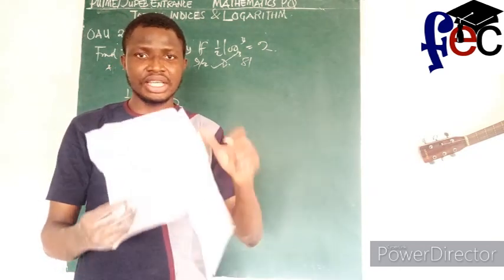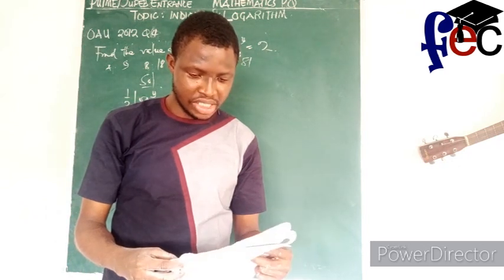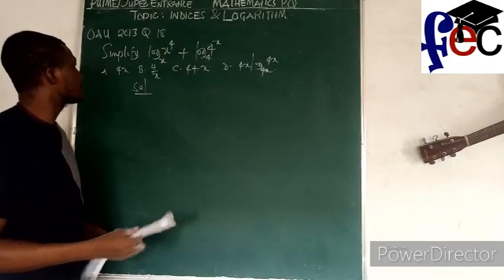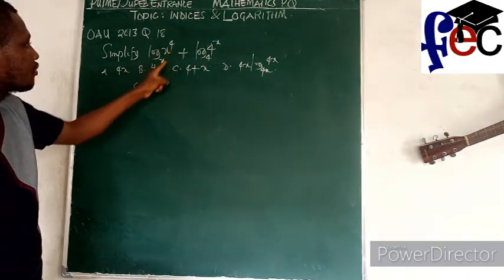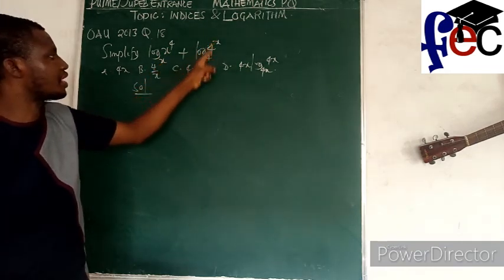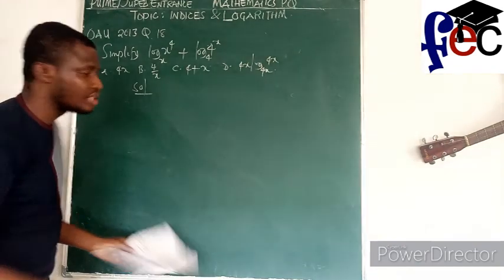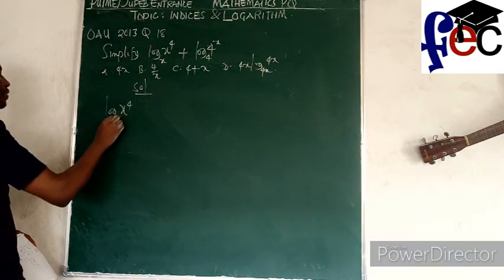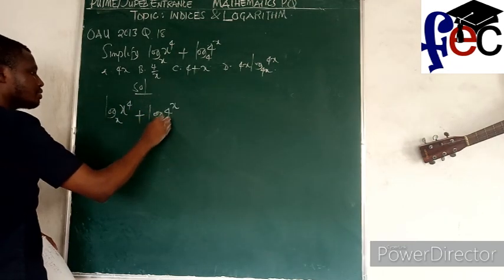In 2013, they gave us another question on indices and logarithm. So let's quickly look at that. 2013 question 18, we're asked to simplify log x raised to power 4 base x plus log 4 raised to power x base 4. It's very simple. In fact, you don't need to touch anything, but no problem. Look at how we solve it. Log x raised to power 4 base x plus log 4 raised to power x base 4.